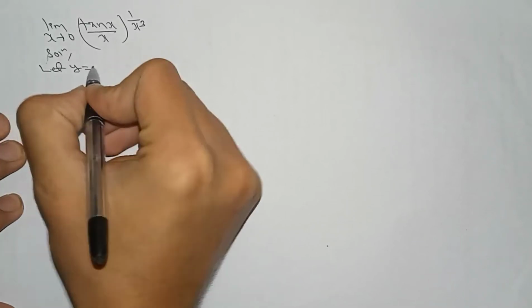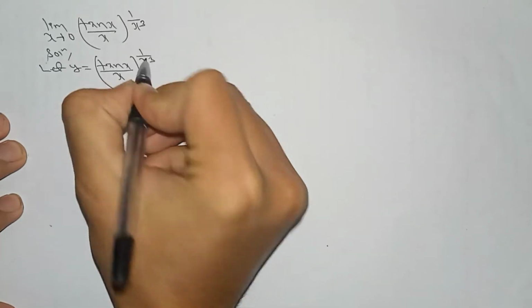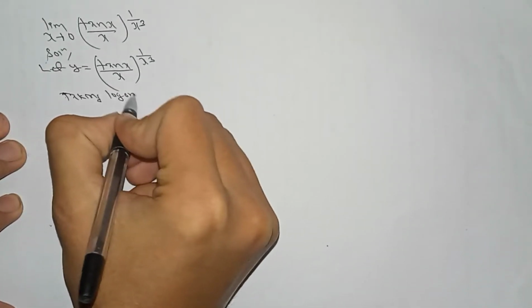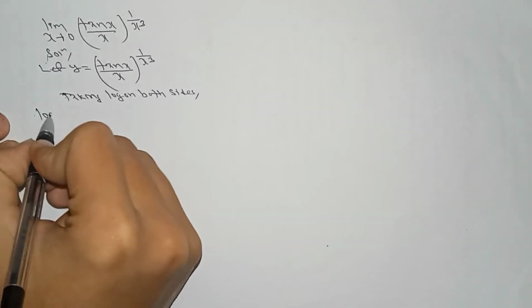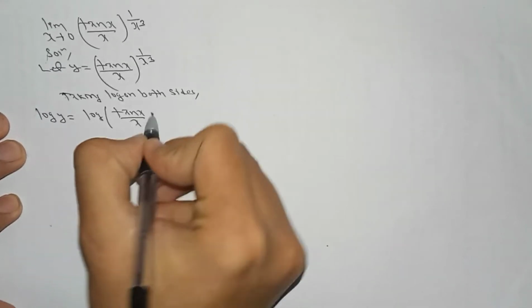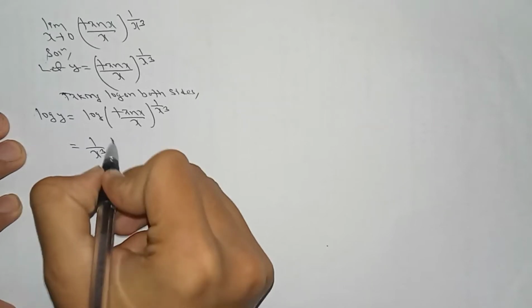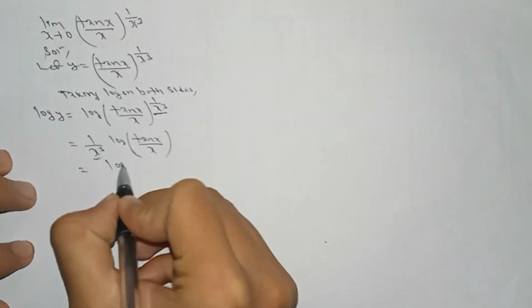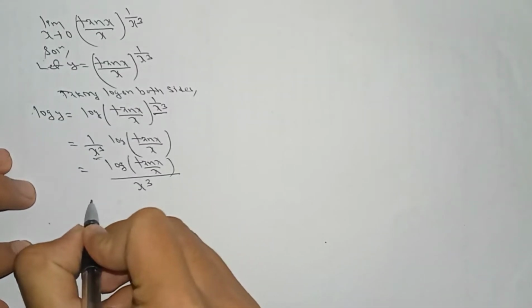Let y is equal to (tan x by x) to the power 1 by x cube. Okay, so then for this, taking log on both sides, we get log y is equal to log (tan x by x) to the power 1 by x cube. So this means 1 by x cube log (tan x by x) is log (tan x by x) divided by x cube.